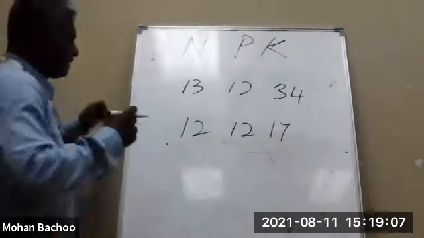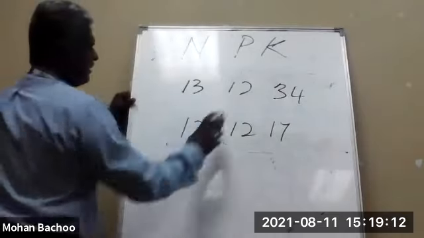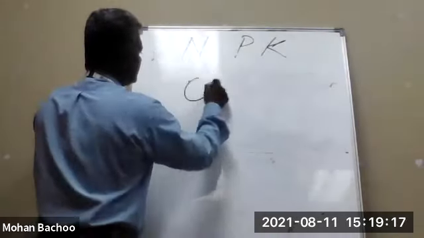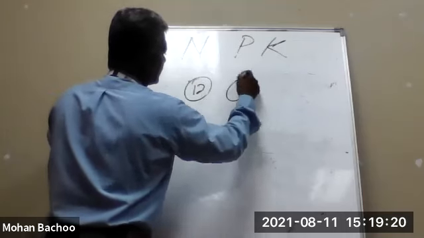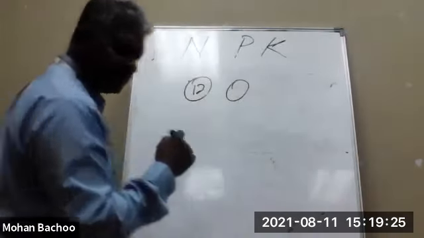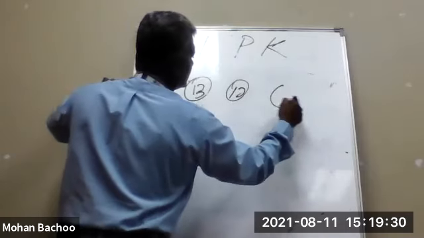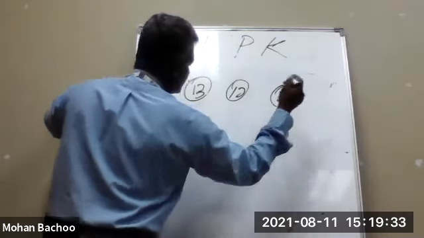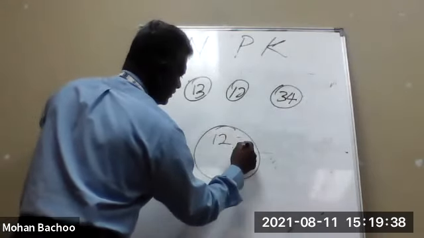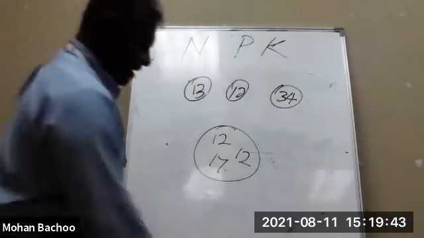Let me use this here now. Let's see at the top. So we have this now, 13, 12, 34. You see this one now, here it's 12, 12, 17. Very, very simple.